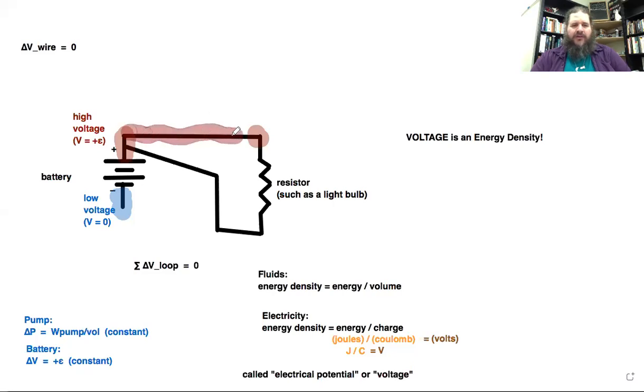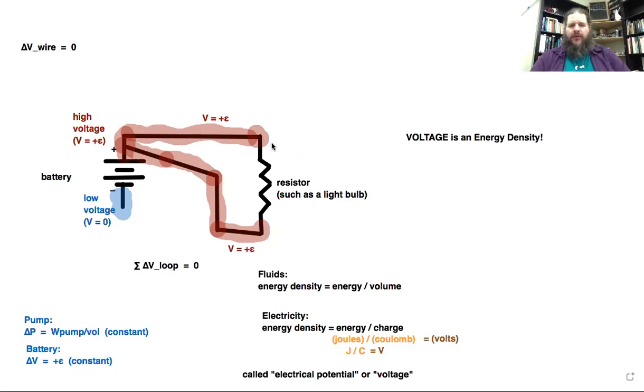All these locations are at that same high voltage, positive epsilon. And based on the way we've connected the circuit here, all of these points are also at that same high voltage. So here the voltage is also positive epsilon.